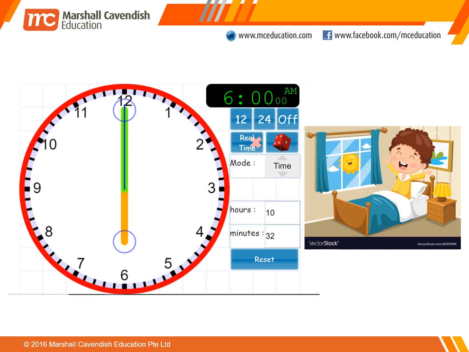Suppose you wake up at 6 o'clock, you will see that your hour hand is pointing towards 6, while your minute hand is pointing towards 12. This is 6 o'clock in the morning, and in a 12-hour clock, we call it 6 a.m.